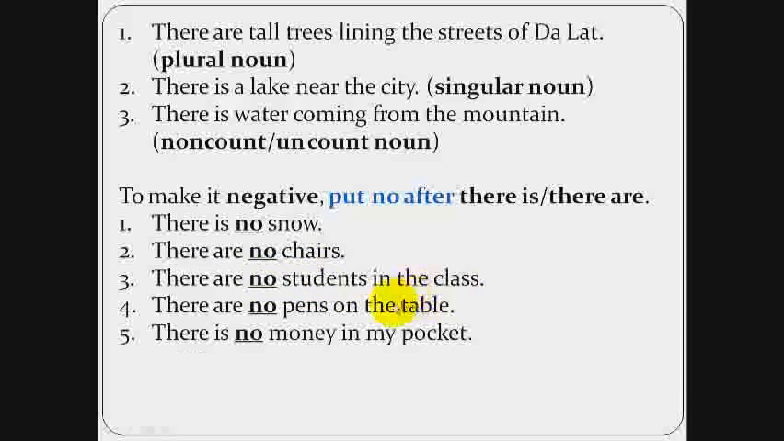This is the fact. Then you may have a table, and you are looking for a pen. There is no pen on the table. Then what will you say? There are no pens on the table. Here I have a group, so I have to say there is no money in my pocket. Thank you very much. So inshallah, when you are writing the negative fact, you will only put no after there is or there are.